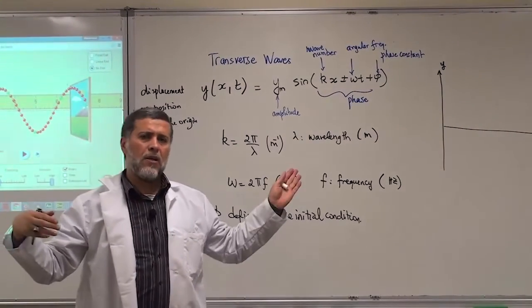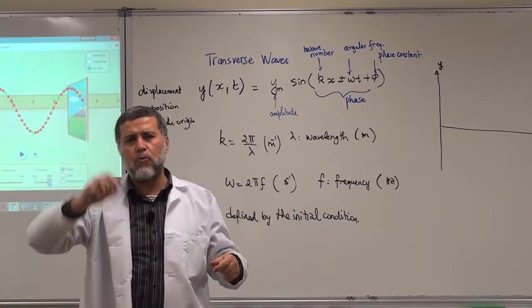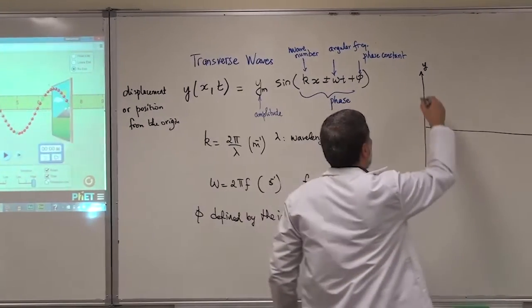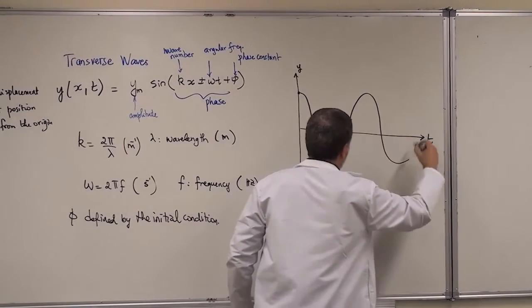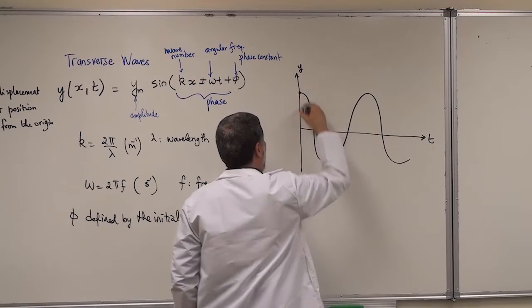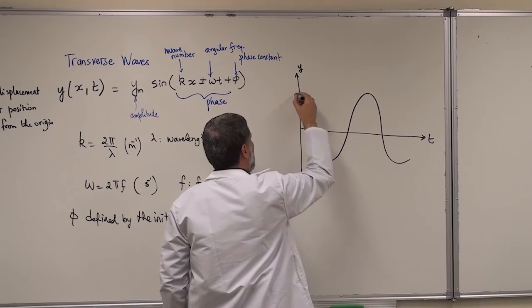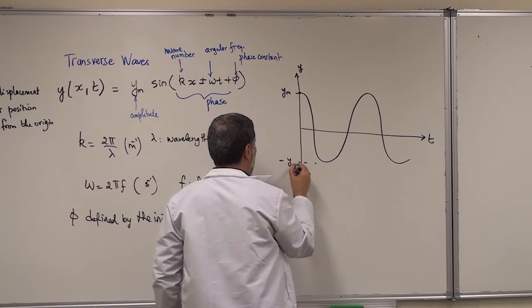Here we're going to fix the position of the particle and look at how that particle moves with time. So it will look something like this, as a function of time. It will also be oscillatory. And this is the particle. The particle, of course, is moving up and down. This is ym, and this is minus ym.